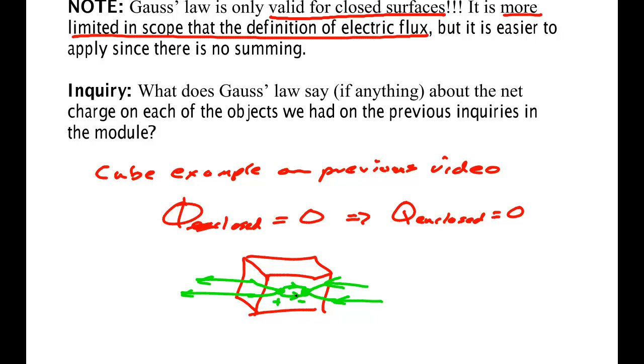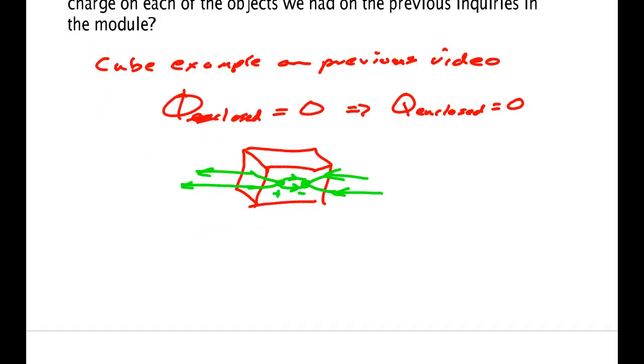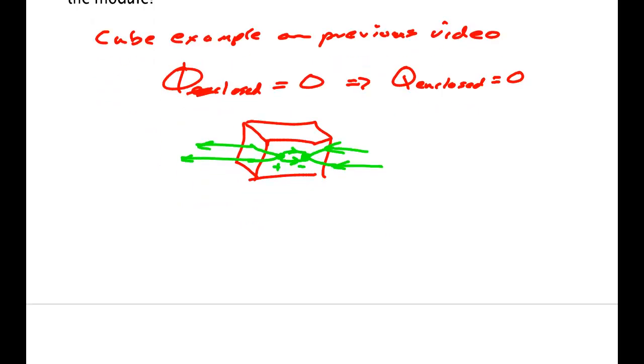Now, we could shrink that cube to a point. And if we do that, we could talk about the charge at each point related to the lines there. So, Gauss's law is very powerful. It tells us something about what goes on inside the box.